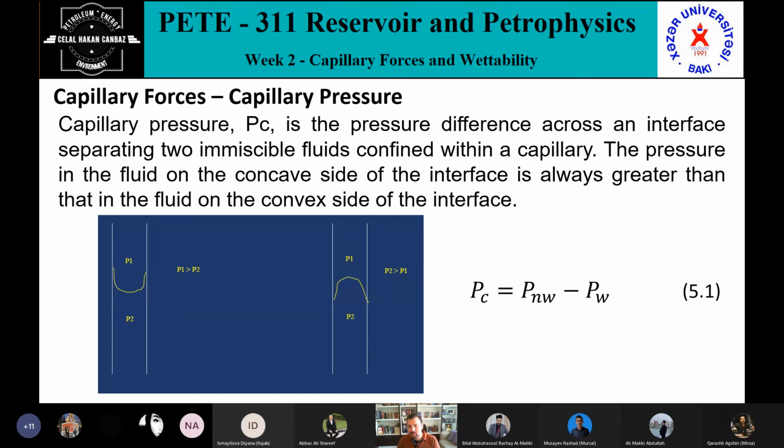Okay, the capillary pressure is defined as the pressure difference between the non-wetting and wetting phase. So for example, let's see figure one. In figure one, which one is the non-wetting phase? Any idea? According to this description, which one can be the non-wetting phase? I think P1.